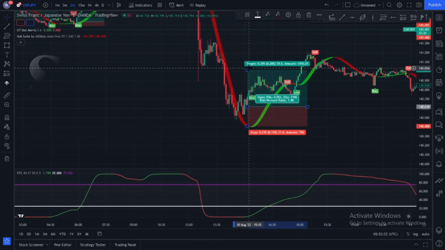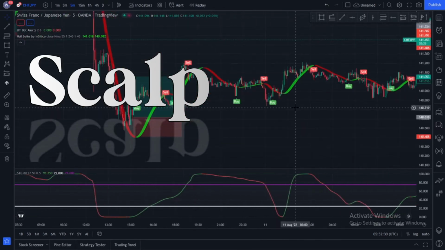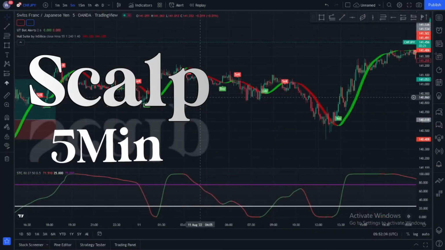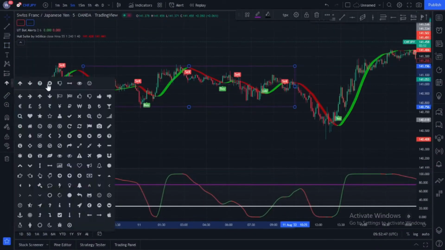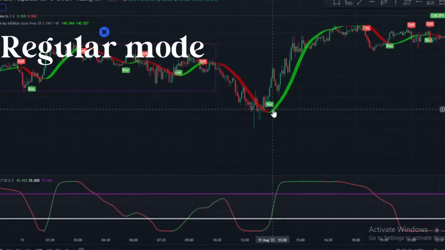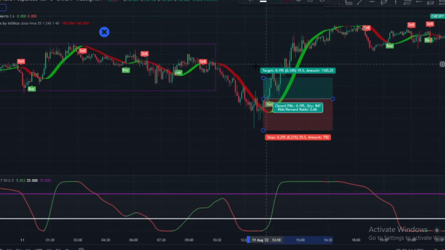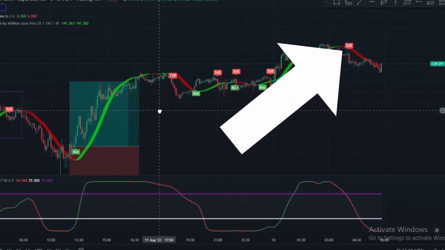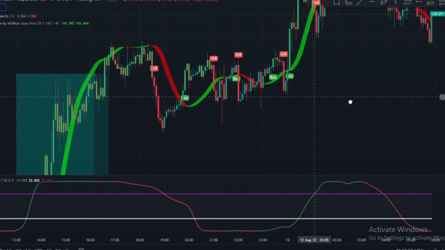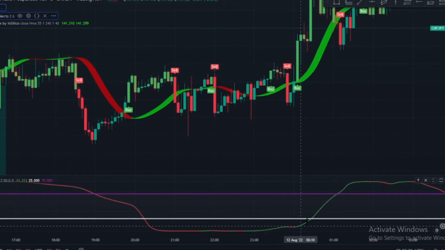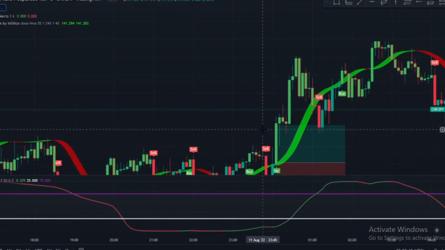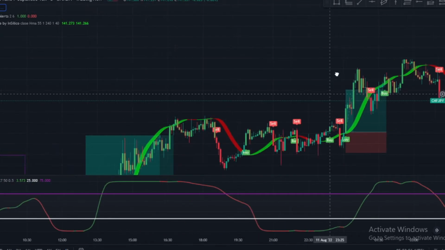Today's strategy is scalp, and we work with it in the time frame of 5 minutes, and we do not change the type of candles and use them in regular mode. In the following, you will see that this strategy has a very high win rate and a reasonable risk to reward, and we use indicators that few people know about. General people do not know about these indicators.